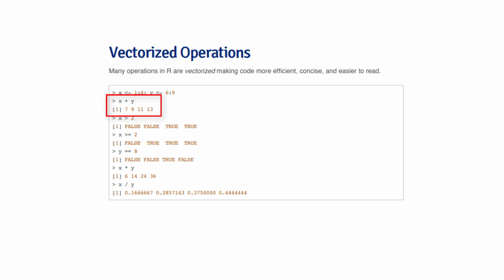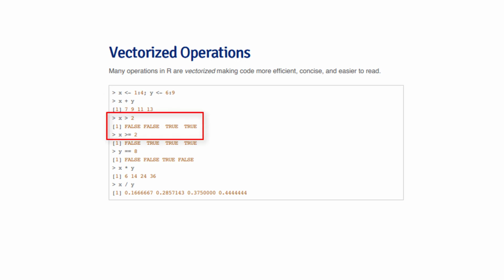In other languages you might have to use a loop to do that. You would loop through each element and add them one by one. But in R you can just use the plus on the two vectors and it will add them together. So x plus y does what you would expect. It adds 1 to 6, 2 to 7, 3 to 8 and 4 to 9. So you get the vector 7, 9, 11 and 13.